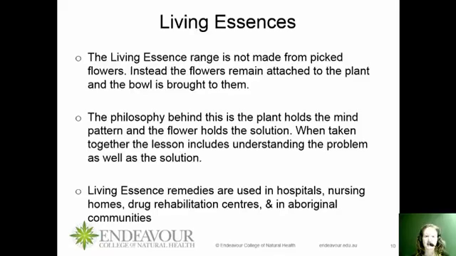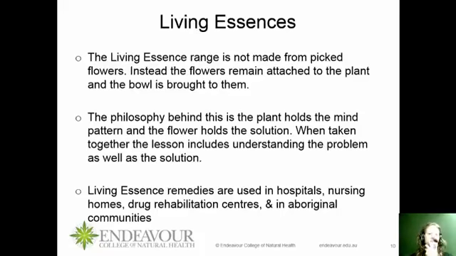The idea is that the plant itself is the story that the person's attached to. It's the mind pattern that's holding them in that holding pattern, not enabling them to move forward, not enabling them to seek balance. And the flower is like the evolution of the plant. It is the part that holds the greatest wisdom. So they keep the two together so that you understand the lesson and then understand the wisdom concept.